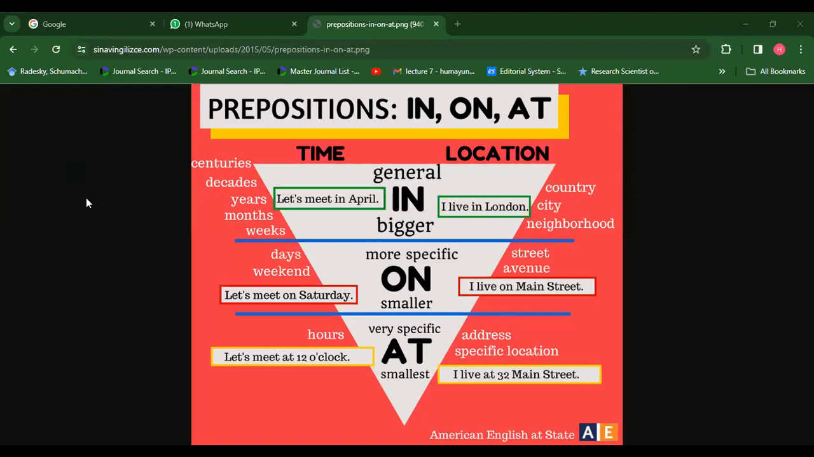this image actually represents three of the most commonly used prepositions and how they can be used both with location and time: in, on, at. So we use the preposition in. Can you identify the geometric shape in this picture?